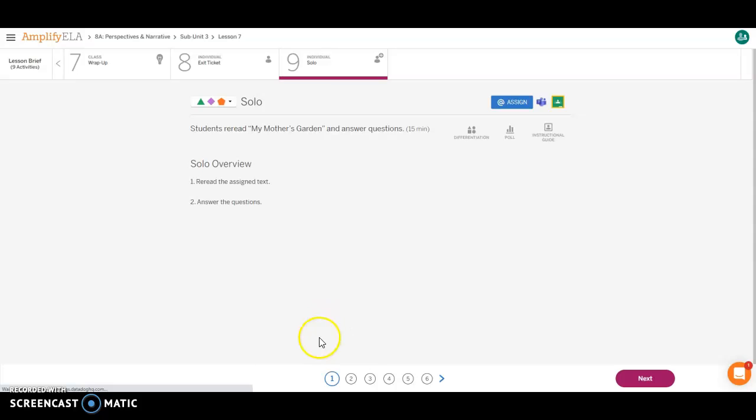Then you're going to go to number 9 and complete the solo. So you're going to reread My Mother's Garden and answer some questions about it.